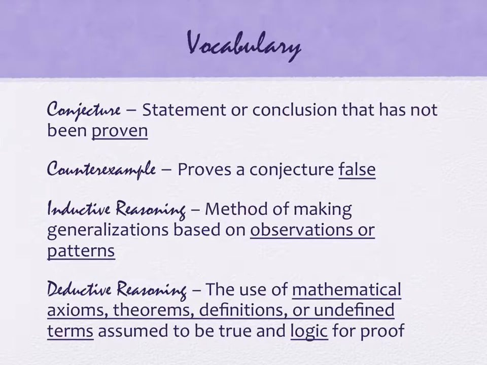Deductive reasoning is the use of mathematical axioms, theorems, definitions, or undefined terms assumed to be true and logic for proof. So it's making a guess of how much money you're going to make because you already know what your pay rate is and you know how many hours you worked. It's not really a guess, is it? You know. There's an equation. You can do it whether there's actually a written down equation or not. You know how to figure out your own income or how much money you're making. Right? There's a concrete way to do that. Now, it doesn't mean you won't make a mistake. You can still be wrong. But there's a concrete way to do that. That's called deductive reasoning. Okay?